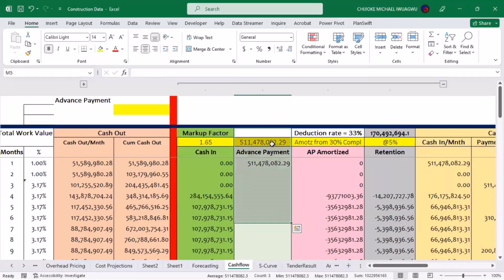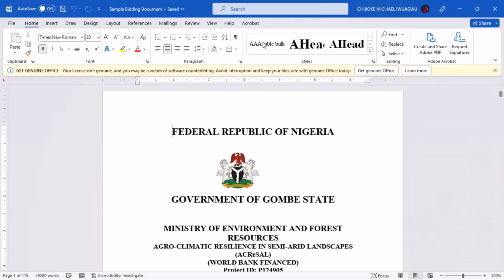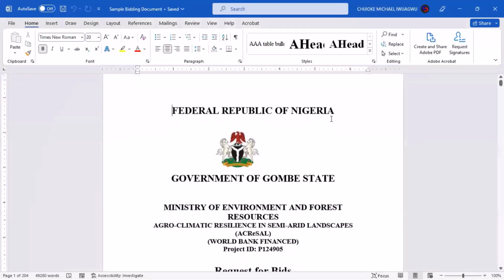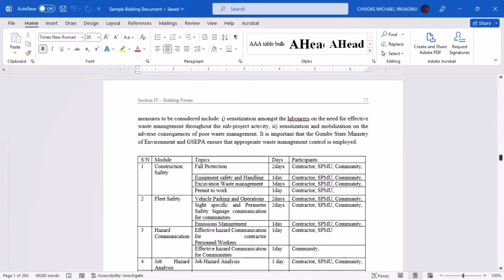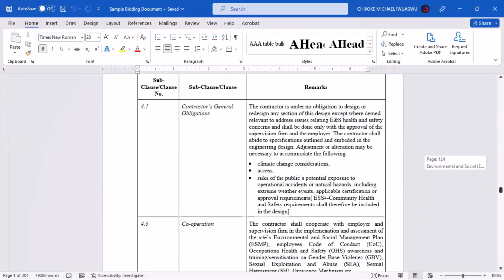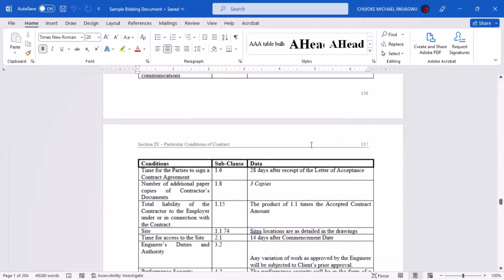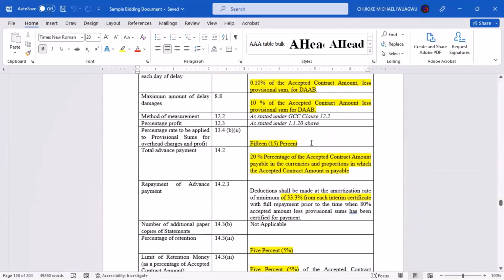This advance payment, you can actually put it before your main cash in. It doesn't matter where you locate it. So the first money we are giving is when you go to your contract condition. You will discover that there is a clause, I think from page 100 and something, where under the contract condition they will tell you what the advance payment would be.